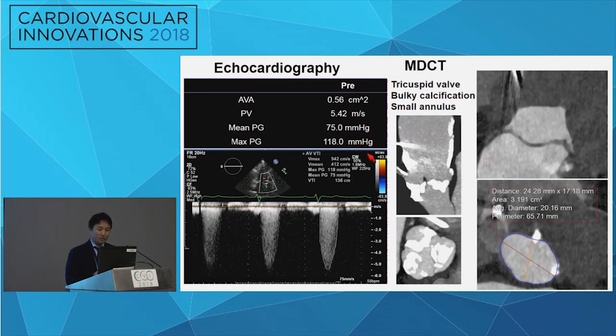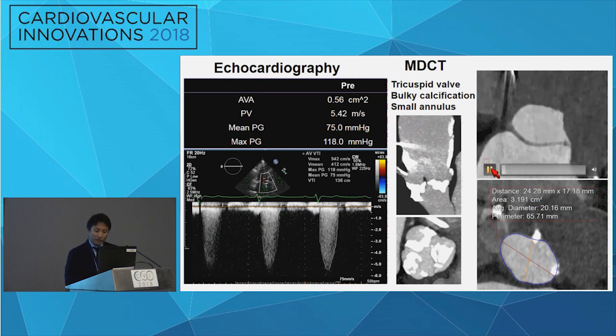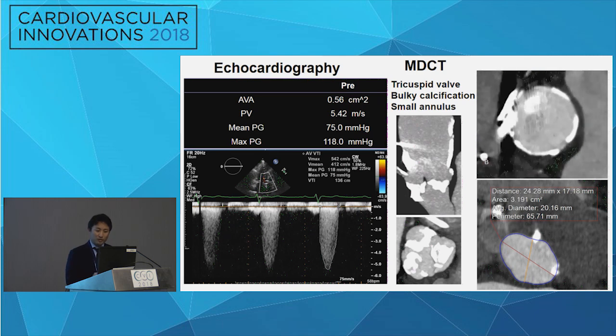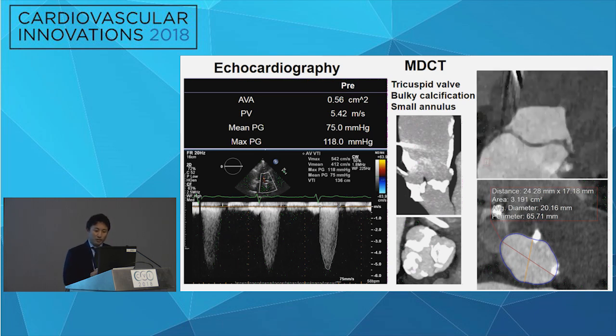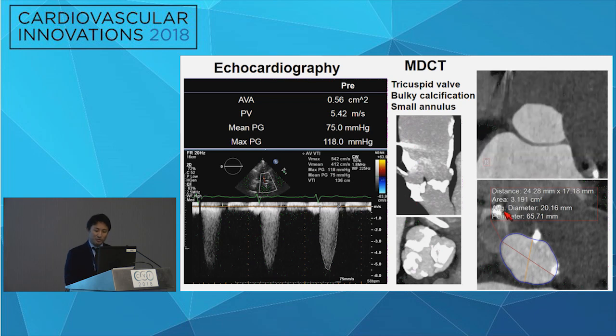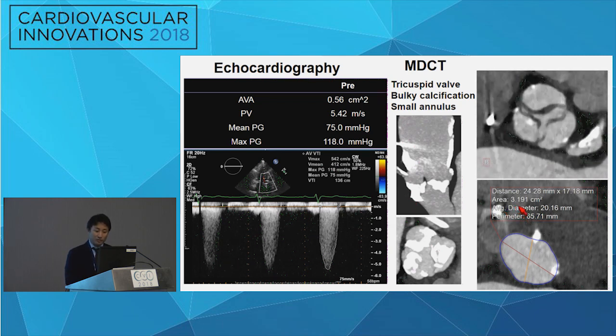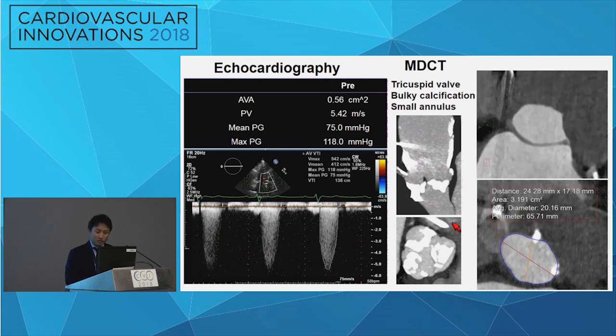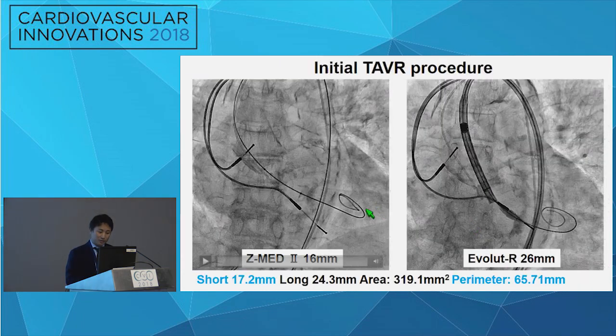Echocardiography shows obvious aortic stenosis, with a mean pressure gradient of 75 and a maximum peak pressure gradient of 118. And as you can see, there is relatively bulky calcification on the aortic root, and the calcium continues to the left ventricular outflow tract. It's normal in a Japanese cohort. The small annulus is 300 and the perimeter is 65. But it's not a bicuspid case.